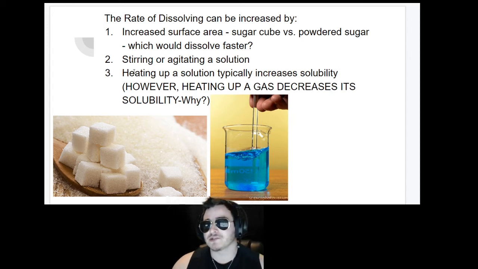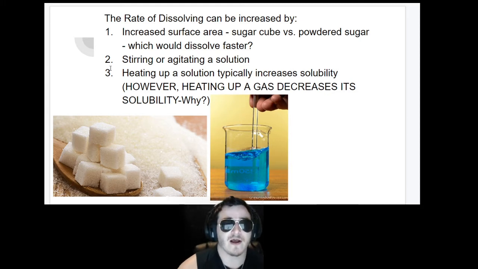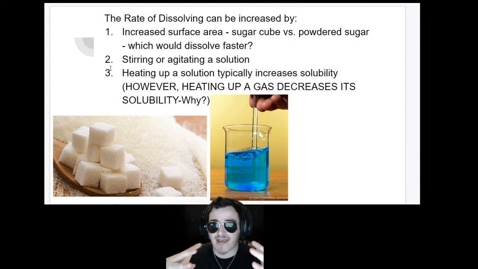Stirring or agitating the solution is going to increase the speed at which it dissolves because what you are doing is disrupting the pile of solute that you've got in your solution. It's exposing more solute to the solvent, right? If you just have it in this big clump, there's no guarantee that your solvent is actually getting to every single molecule, every single atom of whatever you're trying to dissolve. So stirring is going to speed that along.